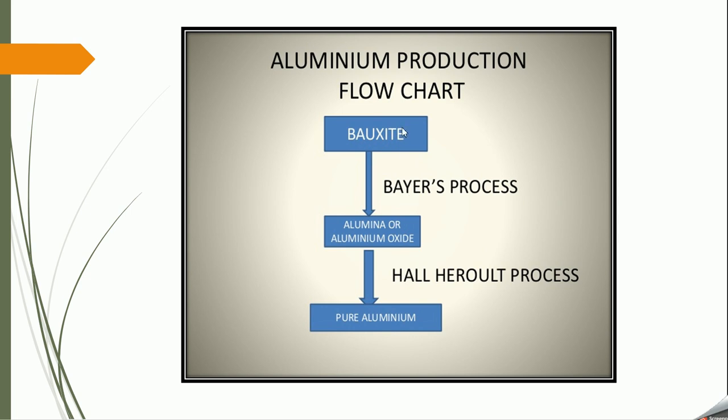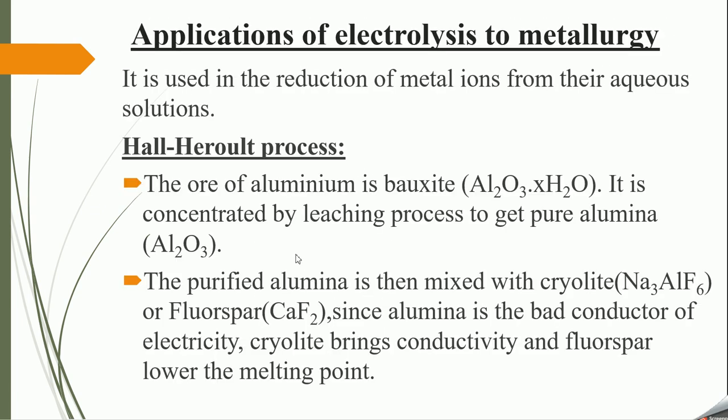So the extraction of aluminium involves these two steps. Here you can see the flow chart. The bauxite is obtained from the Earth's crust. It is crushed and concentrated by the Baeyer process, that is nothing but the leaching process. Here you get alumina or aluminium oxide. Then this aluminium oxide is subjected to the Hall-Héroult process where you will get pure aluminium. So this is about extraction of aluminium from bauxite.